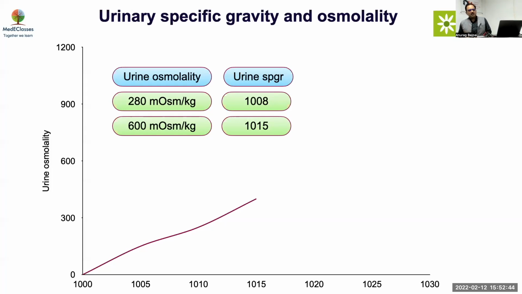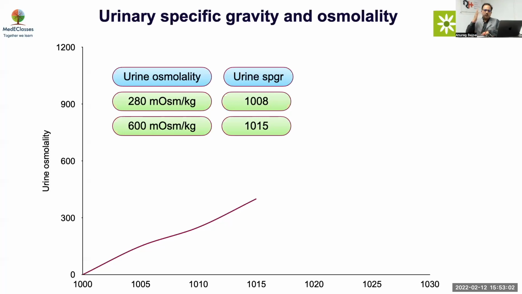I will give you another simple way of measuring urinary osmolality, that is urinary sodium. Whatever urinary sodium you get, and labs will easily give you urinary sodium, multiply it by 4. If urinary sodium is 25, osmolality is 100. Urinary sodium is 75, it becomes 300.